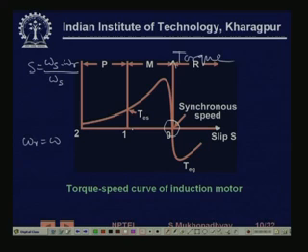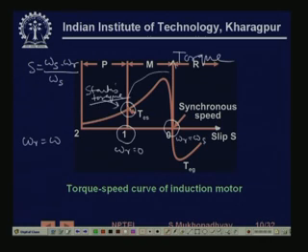On the other hand, when slip is equal to 1, that means omega r is 0. So here omega r is 0, and there omega r is equal to omega s. So this is actually the starting torque. When the motor is starting, during this phase slip is less than 1 and greater than 0. So here there is some positive torque generated and the motor is motoring. That is why this M is for motoring, this is a zone of operation.